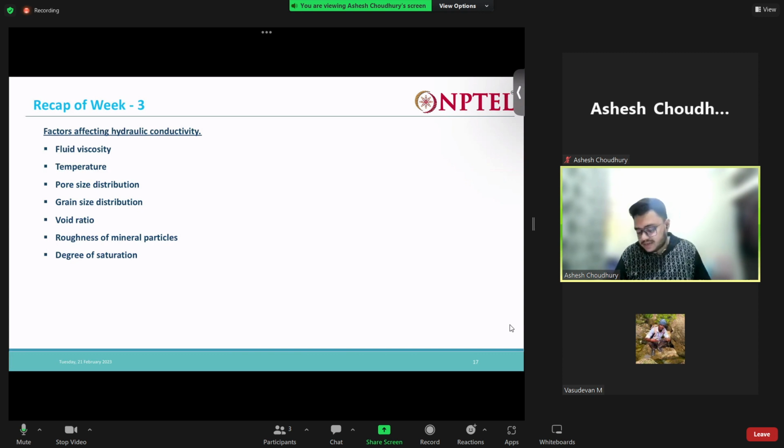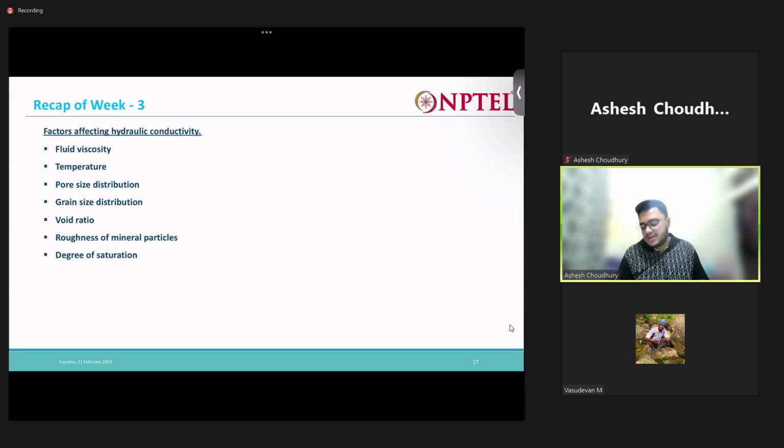Next we have factors affecting hydraulic conductivity. What are the various factors that affect hydraulic conductivity? The first one is fluid viscosity, meaning how thick the fluid is, like ketchup. Tomato ketchup is very viscous, right? Water is not that viscous.